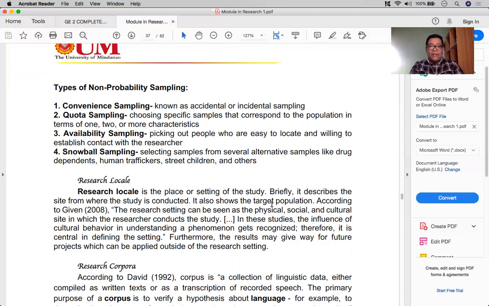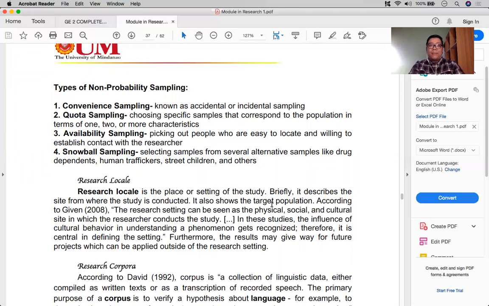And then we also have availability sampling, picking out people who are easy to locate and willing to establish contact with the researcher. Usually for the availability sampling, you do this because of relationship or accessibility. Let's say it's easier for you to conduct an interview with this person because this person is your acquaintance. So you do it that way.